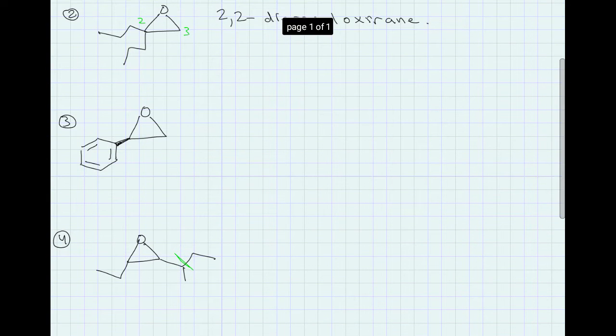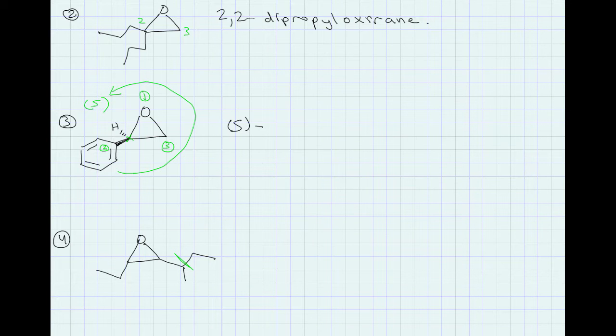And number 3, we haven't shown the hydrogen going back here. So for our stereochemistry, you should know how to number the oxirane by now. But if we just look at the stereochemistry at this stereocenter here, you can see that this is going to be first priority, and what's going to take second priority will be this phenyl ring. So it'll be 1, 2, 3. That means our stereochemistry is going this way. So this is going to be S stereochemistry.